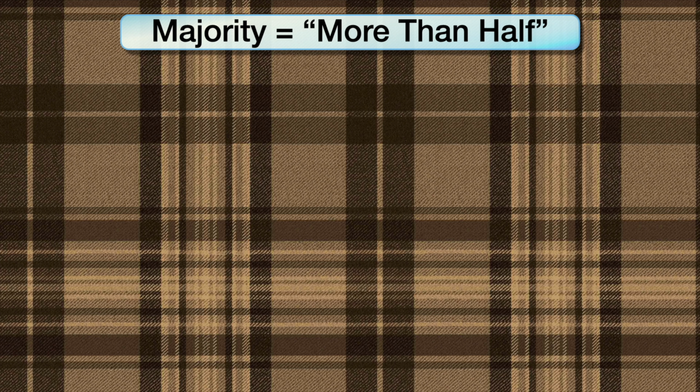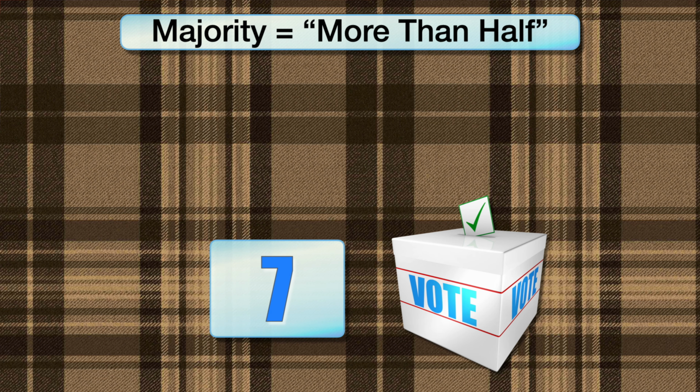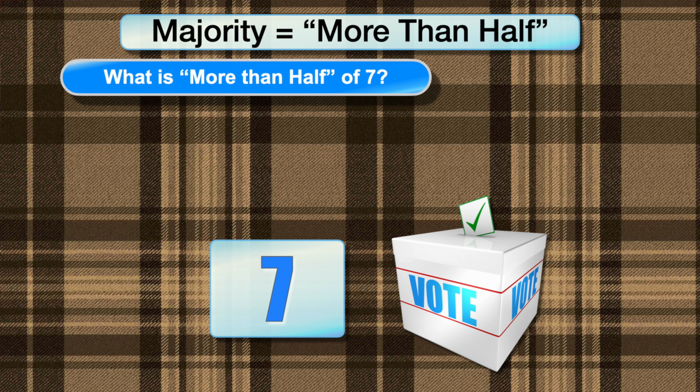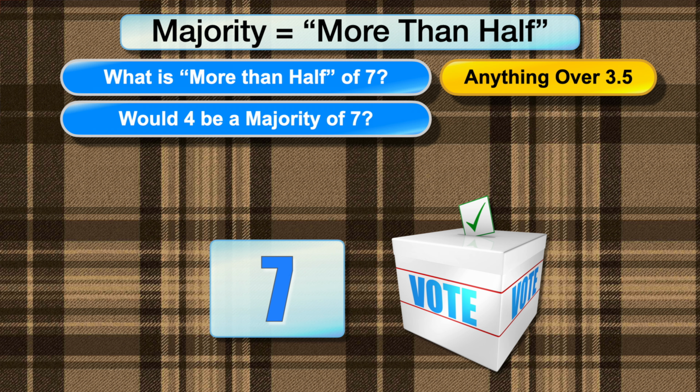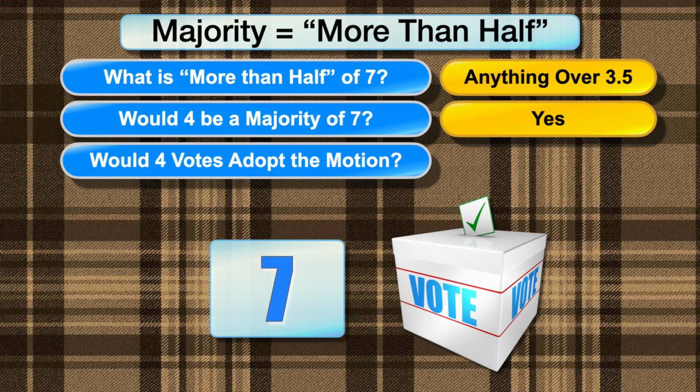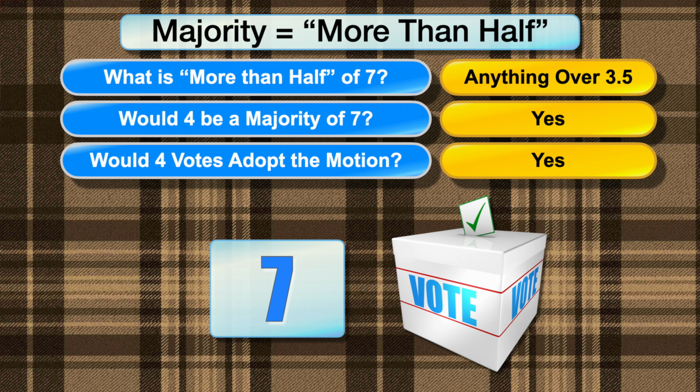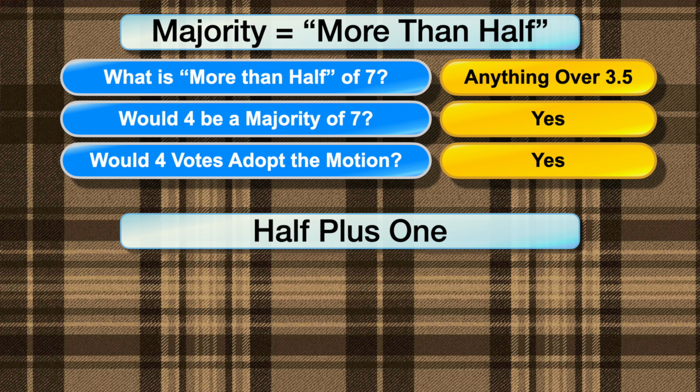But what about half plus 1? Doesn't that work? Let's take a look. We'll start off again with majority vote, which means more than half. And let's say we have a small board, so we only have 7 votes cast. What is more than half of 7? First, we have to ask ourselves what is half of 7. You should come up with 3.5, so anything over 3.5 would satisfy the vote requirement. Would 4 be a majority of 7? Yes, it would. Would 4 votes adopt the motion? Yes. Now let's look at half plus 1 and see what happens.